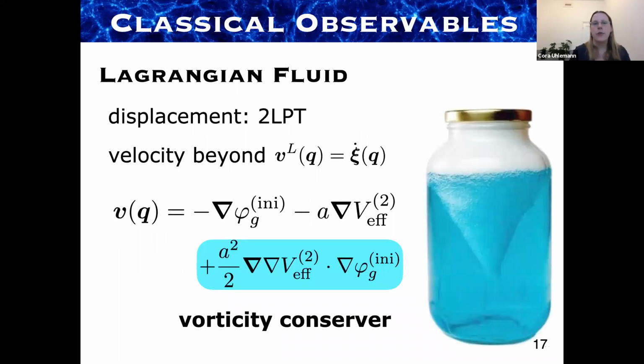So if we extract the Lagrangian displacement and velocity, we find that our second order propagator perturbation theory corresponds to the displacement field from second order Lagrangian perturbation theory. Now, the velocity we get is also consistent with second order LPT, but it includes an additional term that actually ensures the conservation of vorticity.